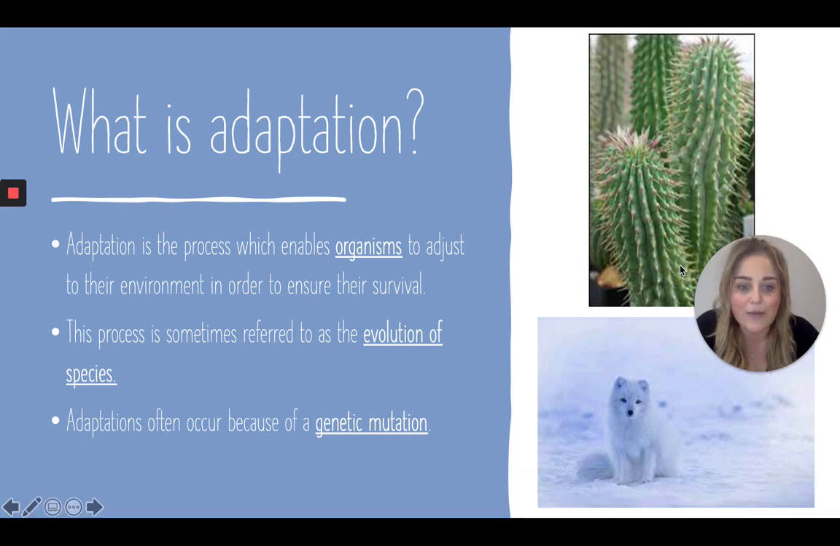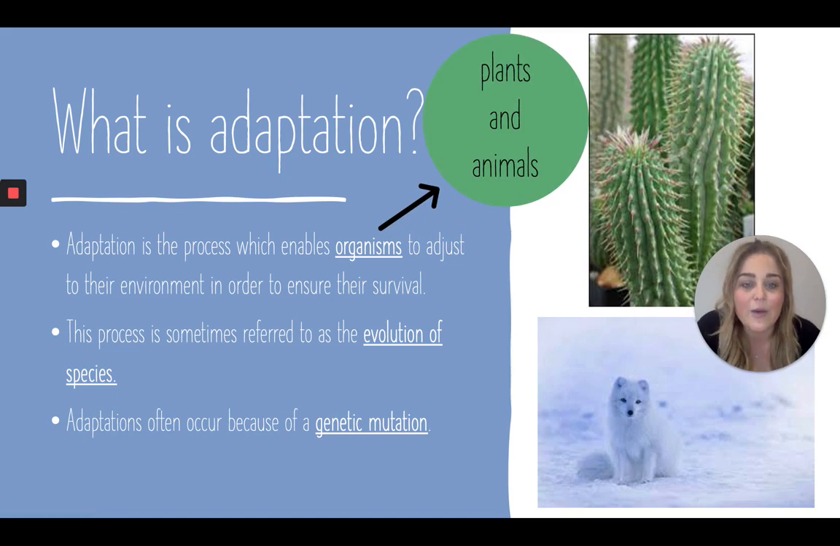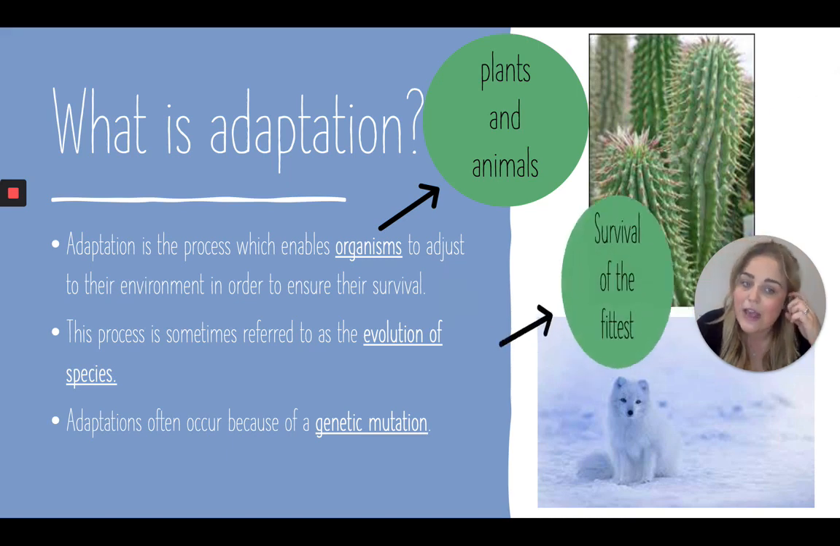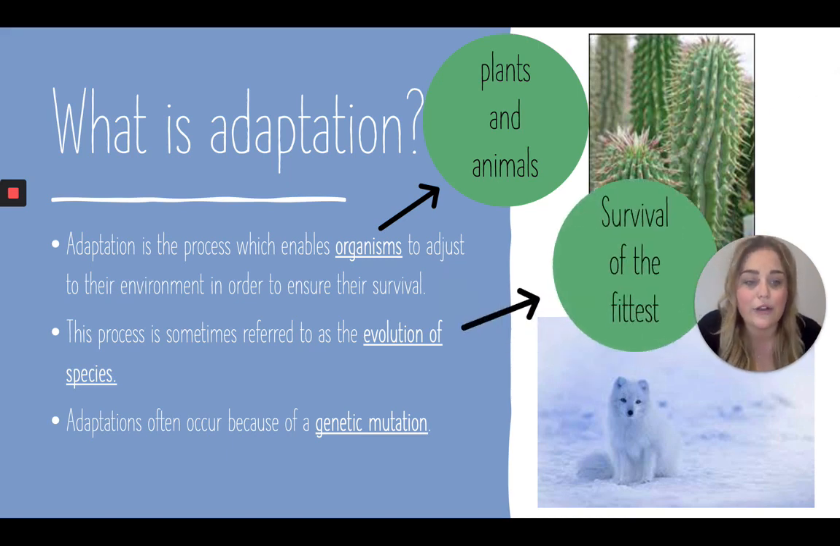What's an organism, you may ask? Well, an organism is another word for plants or animals. So if we put that in there, adaptation is the process that allows plants and animals to adjust to their environment so that they can survive. We also then have, an adaptation is sometimes referred to as the evolution of a species. So evolution of a species also refers to the survival of the fittest.